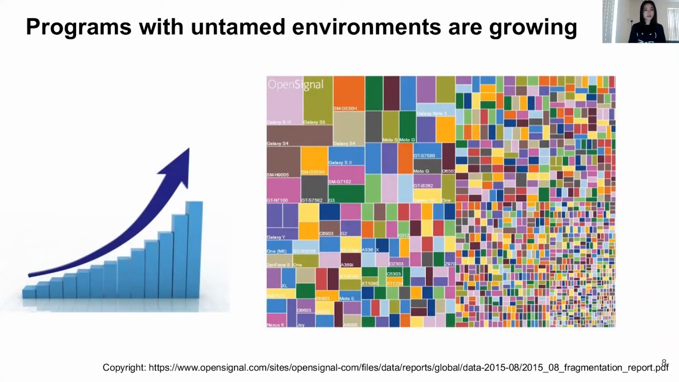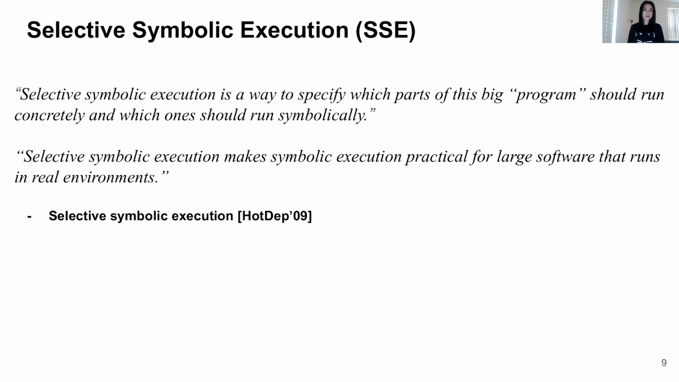Moreover, a study conducted by OpenSignal shows the trend of customized device fragmentation is constantly growing, which means programs with untamed environments are also growing. As you can see, analyzing them is becoming really important. In our work, we focus on SSE to do this. SSE is short for Selective Symbolic Execution. It is a way to specify which parts of a big program should run concretely and which ones should run symbolically. It makes symbolic execution practical for large real-world softwares by reducing path explosion problem.